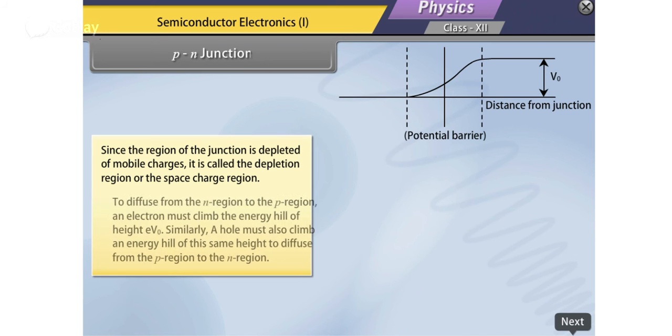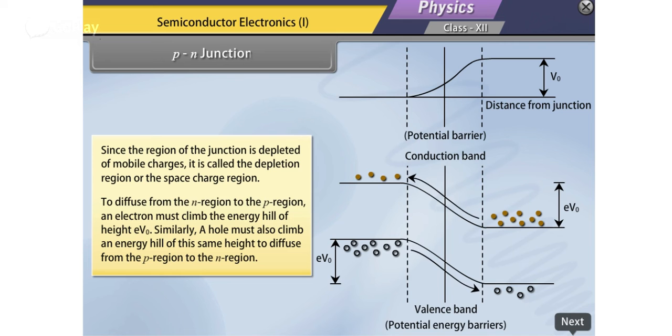To diffuse from the n region to the p region, an electron must climb the energy hill of height eV0. Similarly, a hole must also climb an energy hill of the same height to diffuse from the p region to the n region.